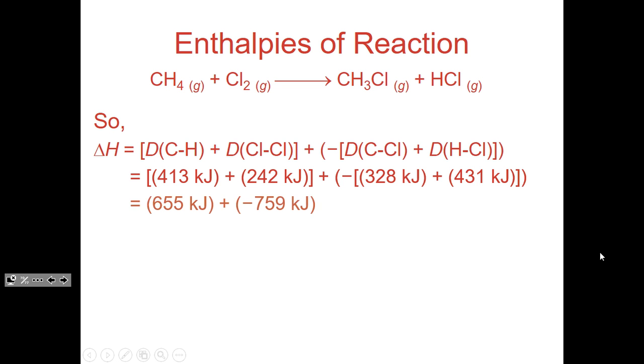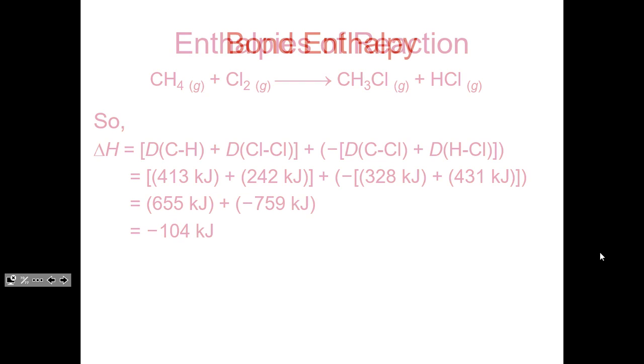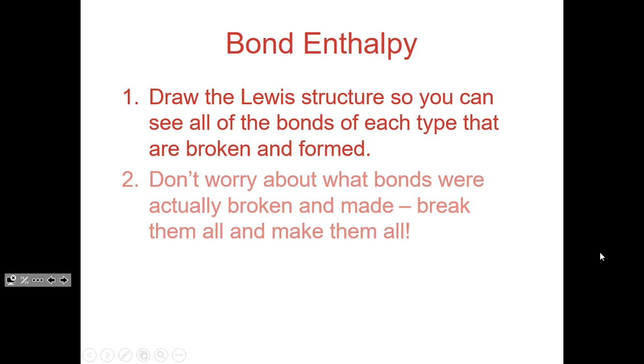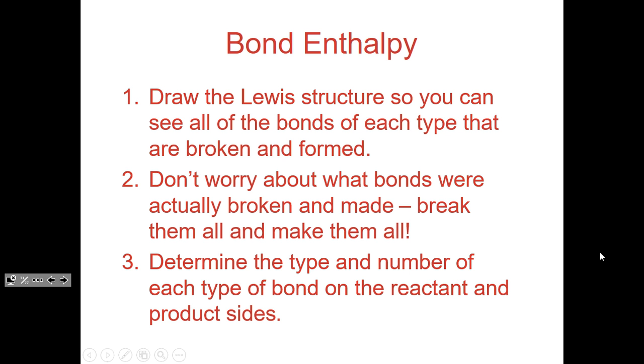And at that point, we can add together the two, and we see that it released more energy when it formed the bonds than we spent to break the bonds. So overall, this is going to be an exothermic reaction with a delta H of negative 104 kilojoules. So that's really what we're supposed to do. But honestly, there is a little bit quicker way to do it.